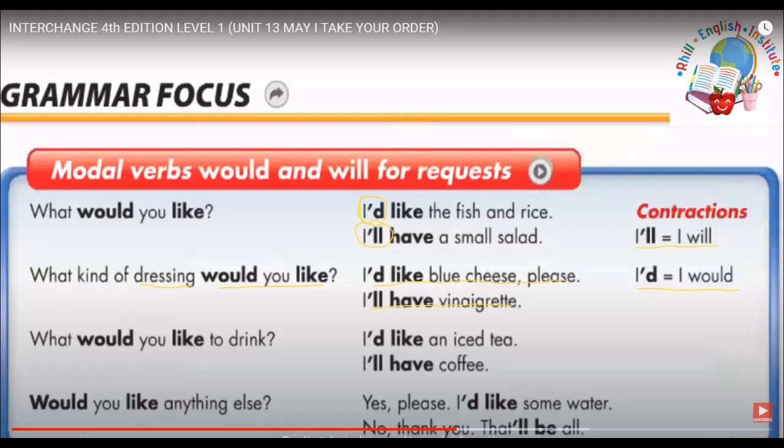And the last one, Moran, could you please be so kind to read it for me? Would you like anything else? Can I have the answers, please? Yes, please. I'd like some water. No, thank you. That'll be all. No te preocupes, ya vamos a ver la pronunciation. Very good. Si ustedes se fijan, las tres primeras, right? They are, what kind of question, guys? ¿Qué tipo de questions son?